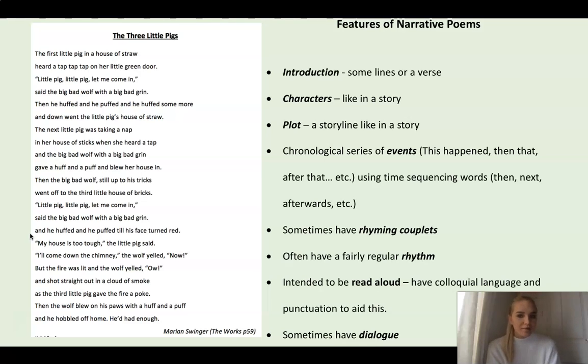Okay, so the poem is called The 3 Little Pigs. You might have known this story before, so let's have a look if it has been turned into a narrative poem.